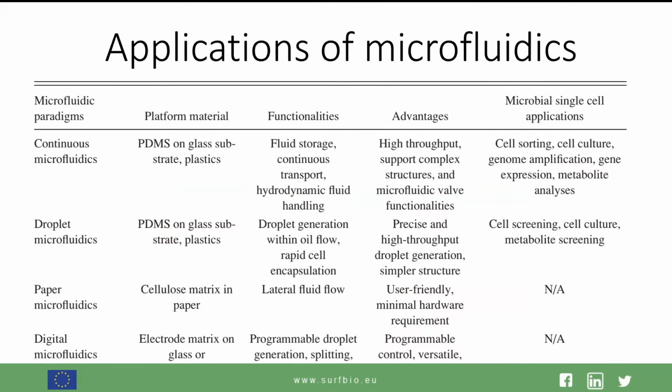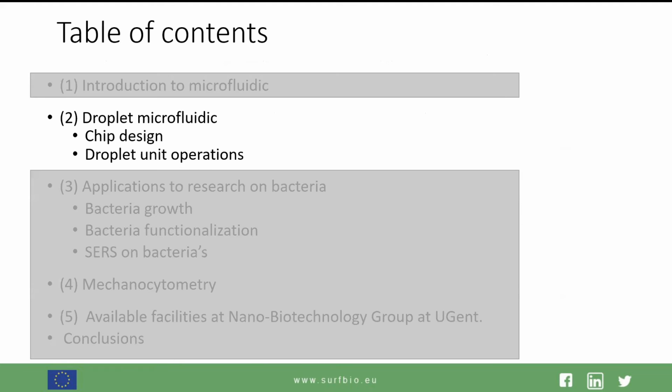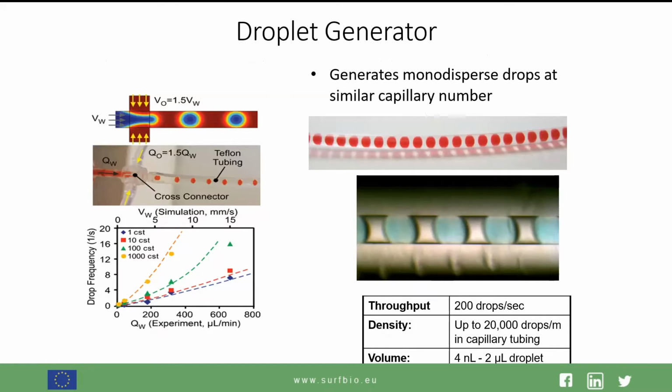Microfluidics has many applications, and a lot of them are already applied. But as I said, droplet microfluidics is more interesting because we can have rapid cell encapsulation and rapid functionalization of bacteria, and it's more precise. But for this we need a droplet generator.